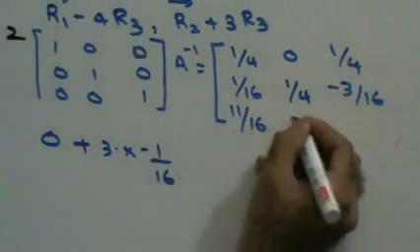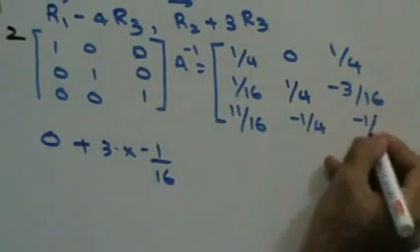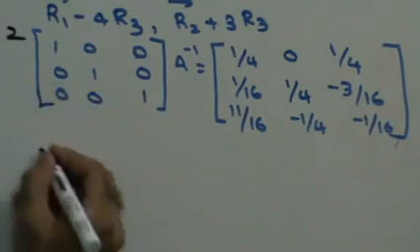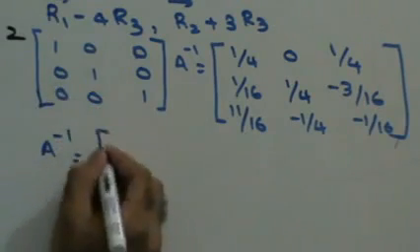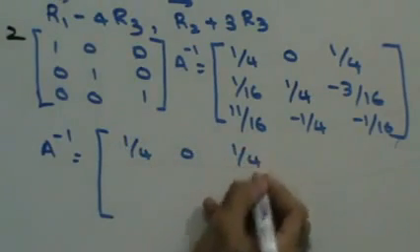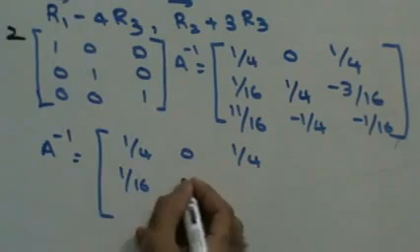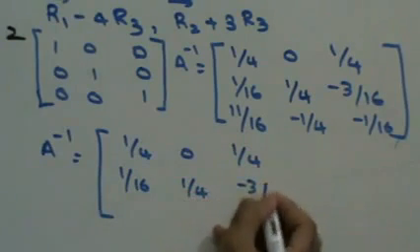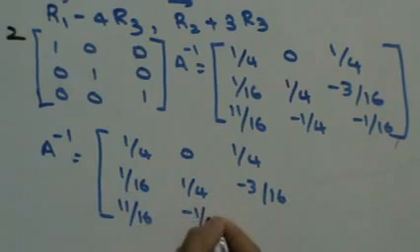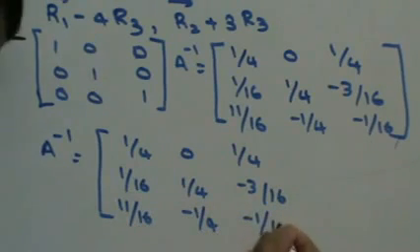11 by 16. Minus 1 by 4. Minus 1 by 16. Right? This will give you the value of A inverse. And you simplify, this is going to be I. So therefore I can say A inverse is going to be 1 by 4, 0, 1 by 4, 1 by 16, 1 by 4, minus 3 by 16, 11 by 16, minus 1 by 4, minus 1 by 16.